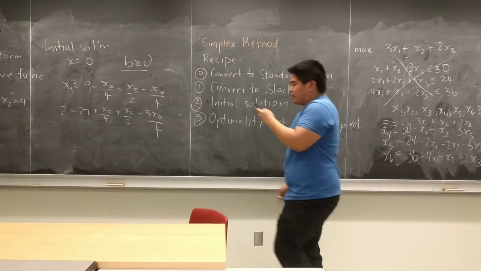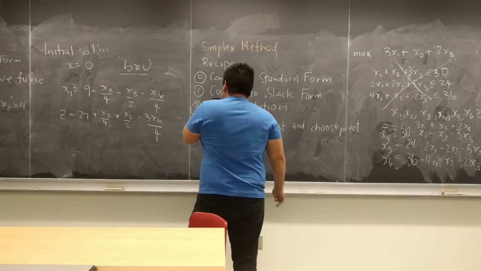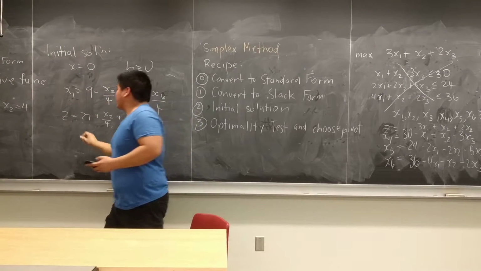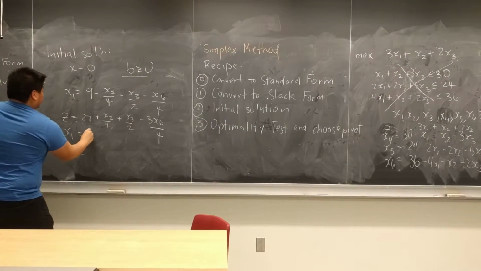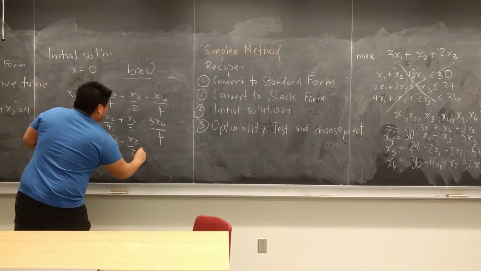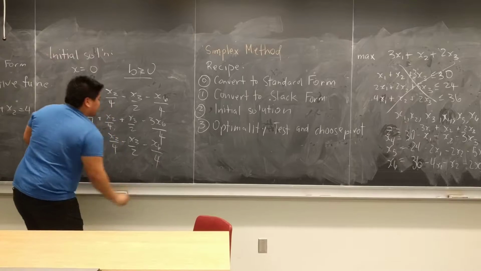So I'll write that down. So now x1 becomes a new slack variable. So x1, our new slack variable, is 9 minus x2 over 4 minus x3 over 2 minus x6 over 4.